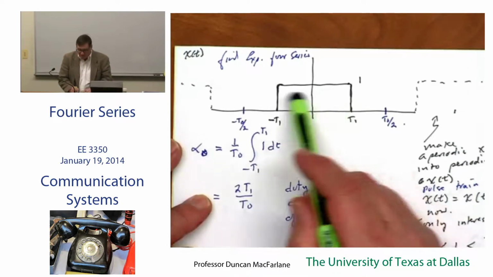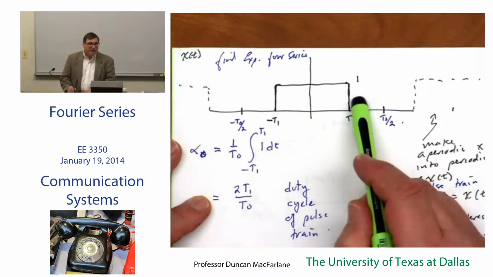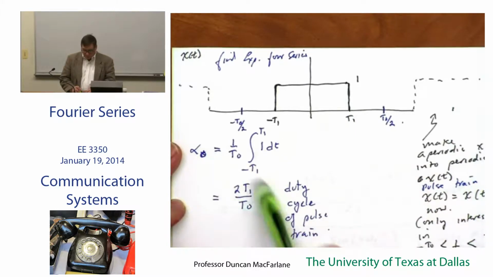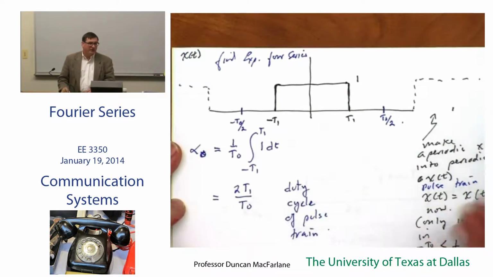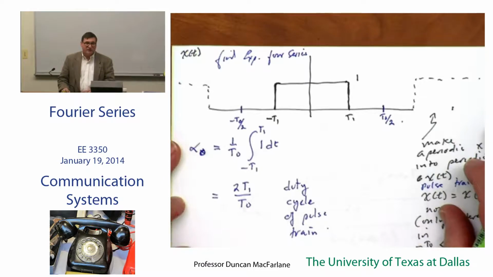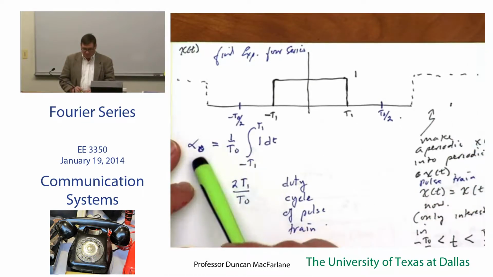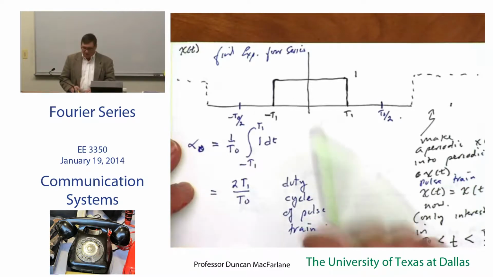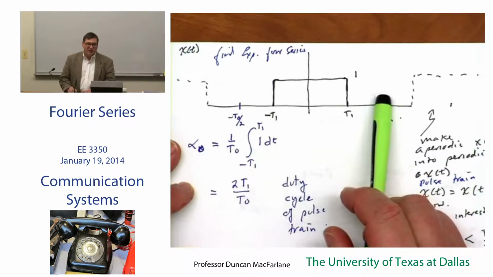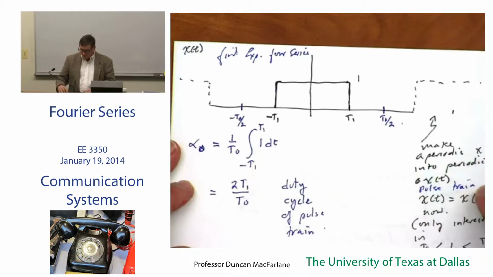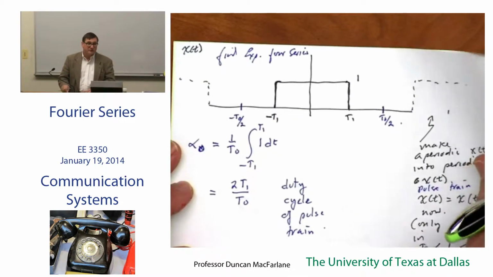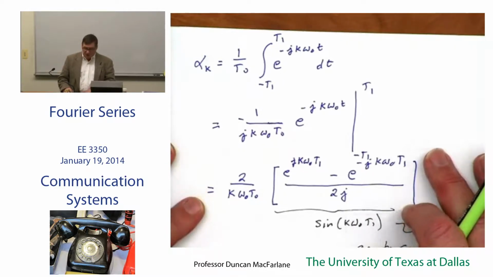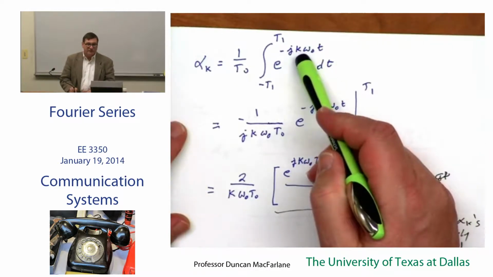The average length of time that this is on, above the axis, is the alpha sub 0, and we also call that the duty cycle. So the formula for alpha sub 0 gives rise to a physical interpretation of the average amount of time that the pulse is on, which in the term of art is called the duty cycle. The rest of the alphas are calculated by straightforward integration.